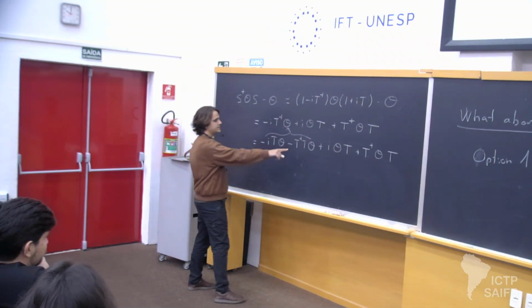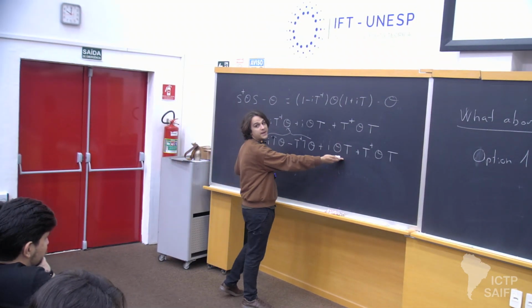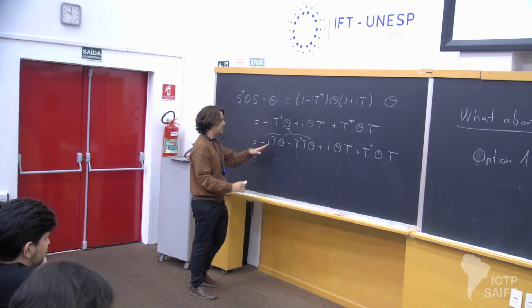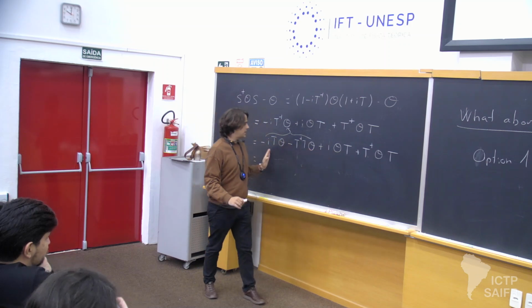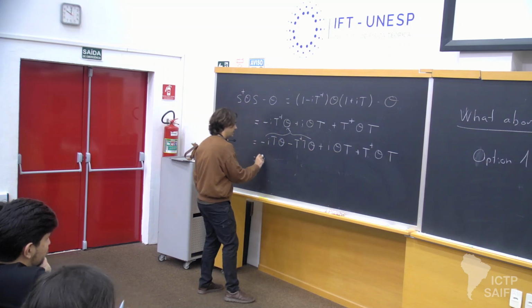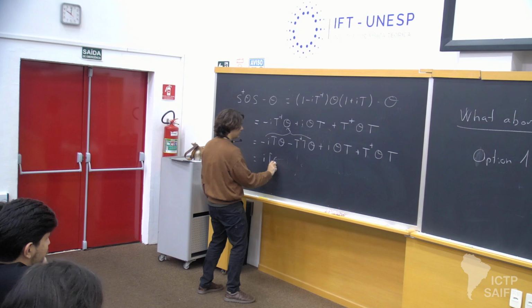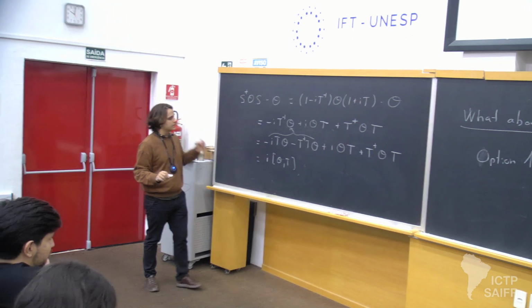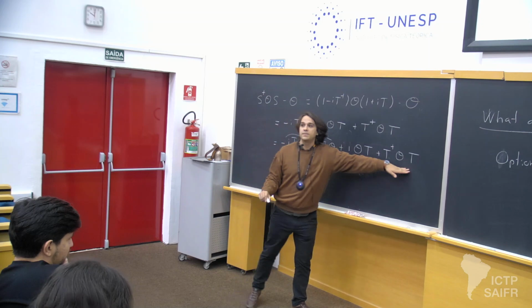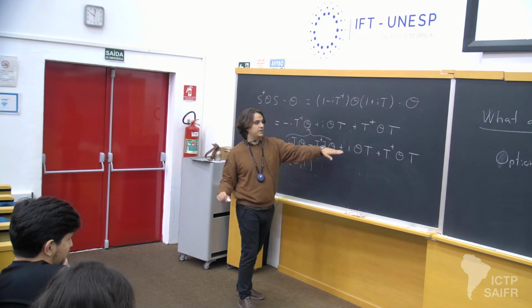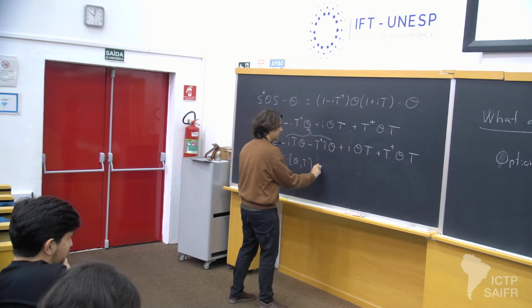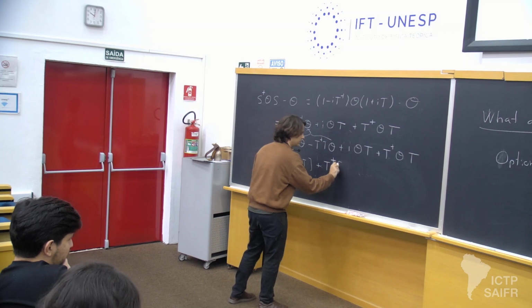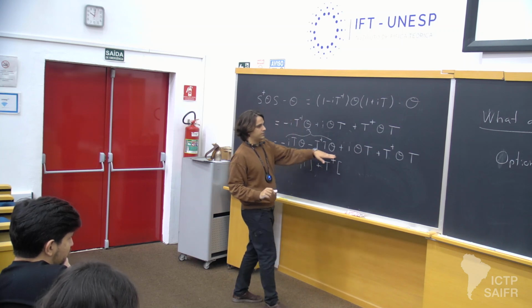Okay, so these two terms just combine into a commutator, right? Because I have OT minus TO, right? So this will be i OT. And then this term and this term also combine into a commutator of T with O, right? So this is going to be plus T dagger, and the commutator of O with T.